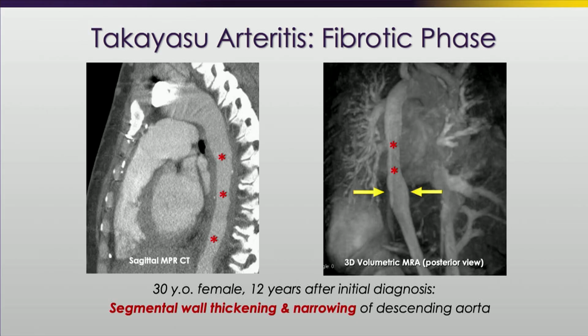On the left, we see a sagittal CT reformat of the descending thoracic aorta, which has a segment of fusiform narrowing in the lumen itself. The aortic wall actually demonstrates a lot of soft tissue thickening. This is reflecting those zones of fibrous tissue that have been laid down as attempted healing. On the right, we have a 3D volumetric MRA posterior view, where we can see, again, a corresponding segment of luminal narrowing of the descending thoracic aorta, as well as a little bit of post-stenotic dilatation of that lower descending thoracic aorta.